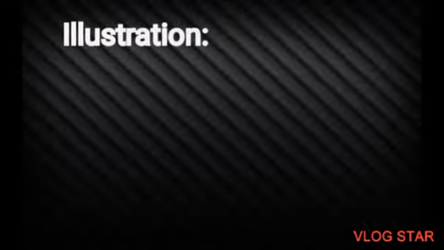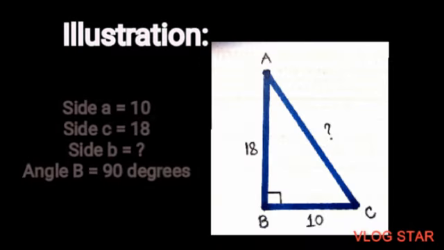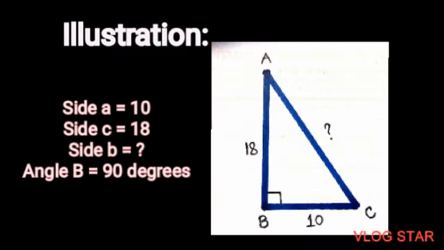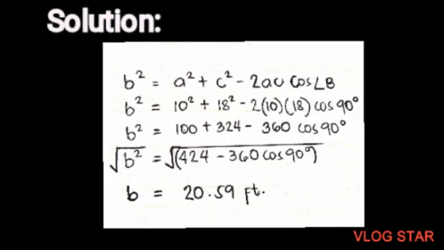So here's the illustration. Side A is equal to 10, side C is equal to 18, side B is the unknown, and angle B is equal to 90 degrees. And here's the solution. The illustration shows that the triangle is a side-angle-side form.